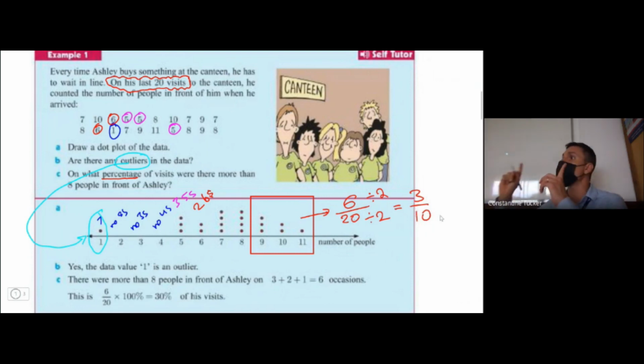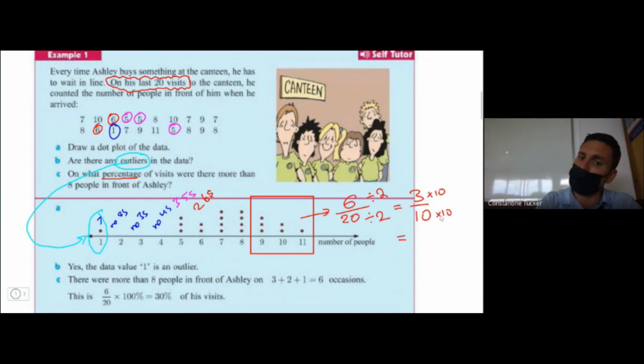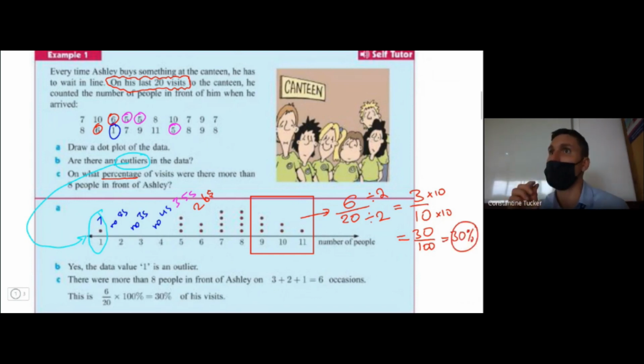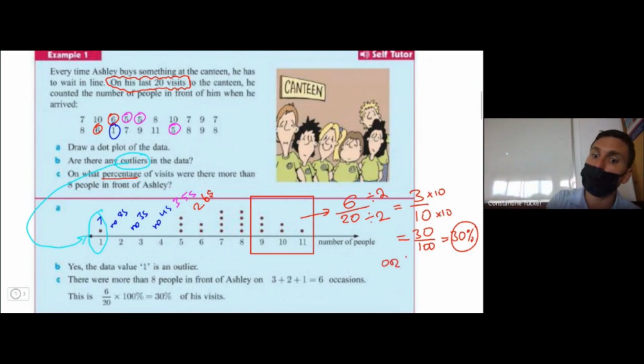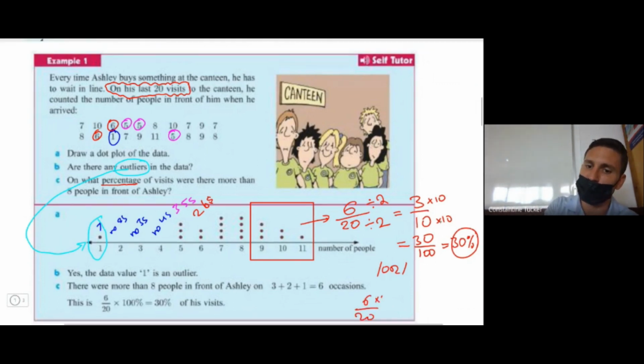Does it make sense that we can simplify this to 3 over 10? Excellent. So 3 over 10 as a percentage now. What is 3 over 10 as a percentage? Well, 3 over 10 is obviously 30 over 100, which is 30%. So you have another way. What was your way? Oh, yes, absolutely. Yes, I like that as well. 6 over 20, you can do times 5, so you get 30 over 100, which is 30%.